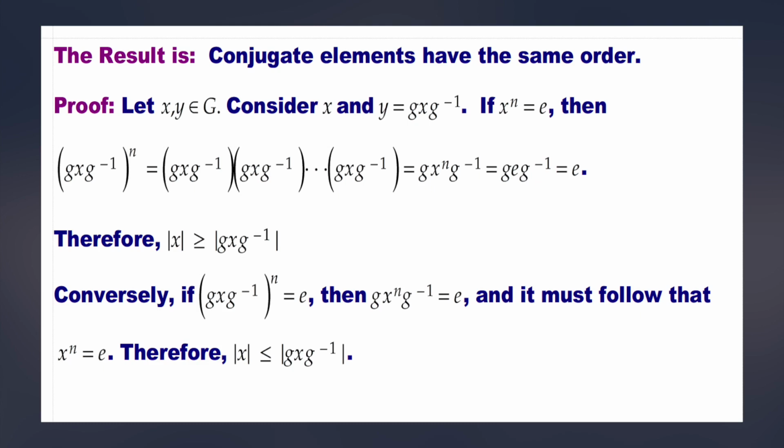Conversely, if GxG inverse the whole power n is equal to identity, then G x power n G inverse is equal to identity, then it must follow that x power n is equal to identity. Therefore, order of x is less than or equal to order of GxG inverse. From this, we know that order of x is equal to order of GxG inverse, which is equal to order of y. Hence, we have proved here that conjugate elements have the same order.